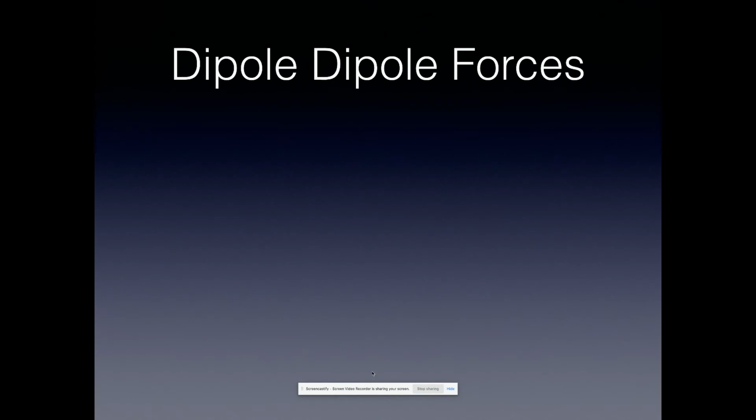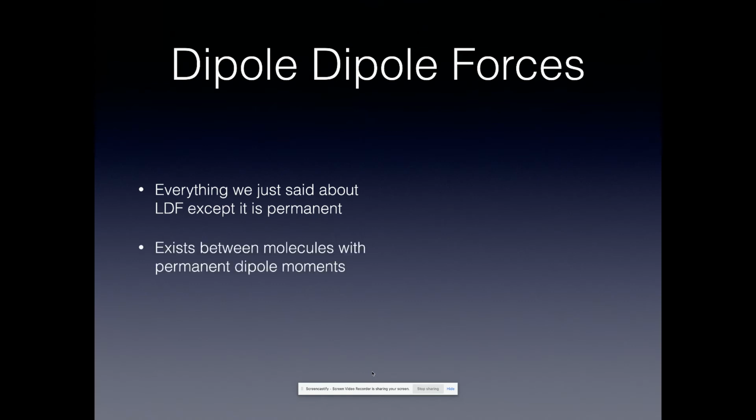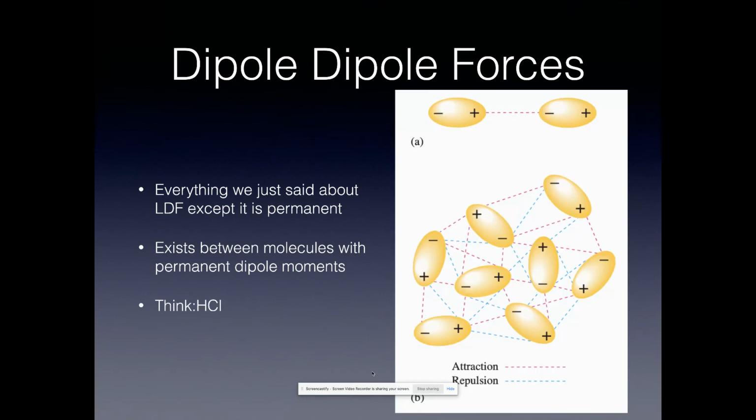Okay, now dipole-dipole forces. Everything we've just said, same thing, except that the dipole moments are permanent, rather than being temporary. So you have to have molecules that have dipole moments, something like HCl. It's a really good diagram here, showing you what it might look like. So pause if necessary, do a drawing, get out some crayons or something so you can match up the colors. So what you see here is the positive sides attracting the negative sides.